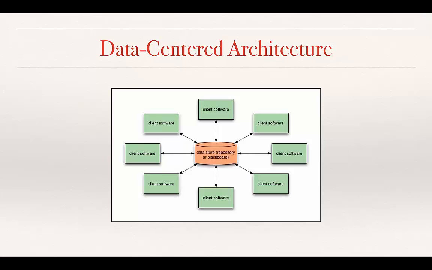There's a variation of this architecture in which the central data store is a blackboard instead of a repository. The difference between a blackboard and a normal repository is that a blackboard sends notifications to clients when data that the client is interested in happens to change. A good example of this would be an email system that pushes emails to your phone whenever you get a new message.